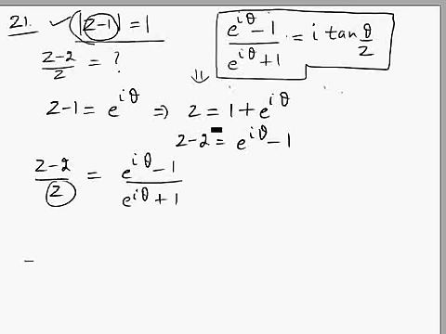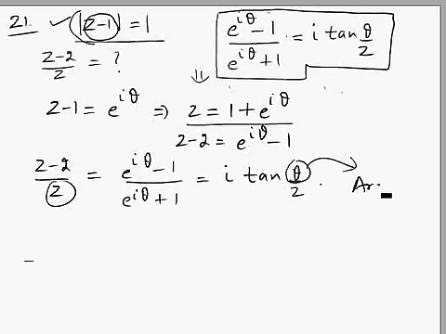This is Z, which is e to the power iota theta plus 1, and just now we have simplified this. This is equal to iota tan theta by 2. But if you look at the choices, we have to express this in terms of the argument of Z. Theta is not there as an argument of the complex number Z. We have to express theta in terms of the argument of Z.